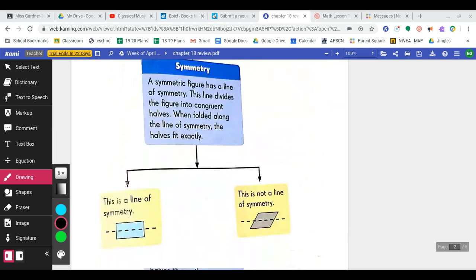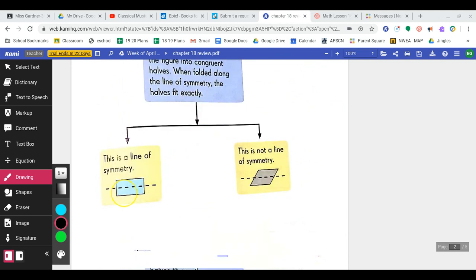Then lines of symmetry. A symmetric figure has a line of symmetry, and once you cut or fold down the middle, the 2 halves should be equal or congruent. So this rectangle shows a line of symmetry. If you were to fold those 2 halves of the rectangle, it would completely match up. There wouldn't be any overlap because, as you can see here, that is the exact same length on that side of the rectangle, and these 2 sides of the rectangle are also the same length.